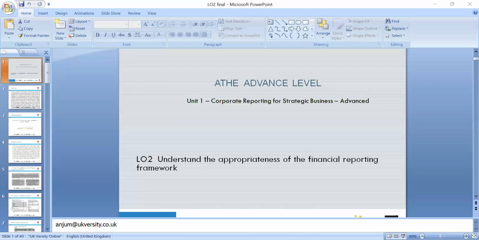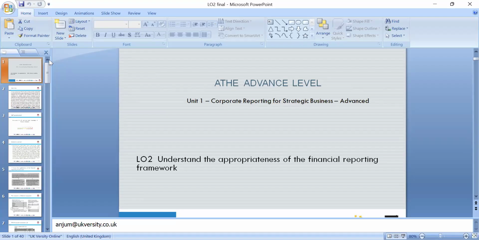We discussed IAS 2, which is about inventories, and we said inventory is normally of 3 types: finished goods, raw material, and work in progress. And we had a discussion that inventory should be recorded at cost or net realizable value, whichever is the lower. Then we discussed IAS 10, which is about events and post-event adjustments.